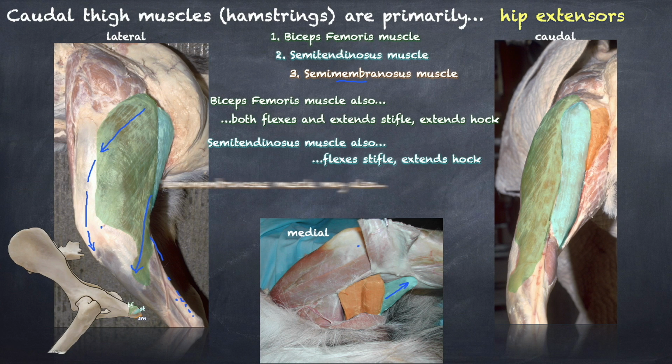Semimembranosus muscle may also, this portion here is going to do what? It's attaching distal and caudal to the point of rotation of the stifle, so it's going to flex the stifle, whereas when the limb's planted, if both of these muscles pull, it's going to extend the stifle. Okay? So flex or extend the stifle.